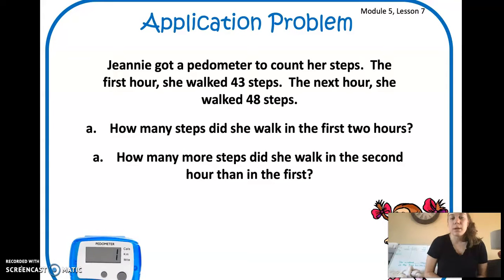So our application problem says, Jeannie got a pedometer to count her steps. The first hour she walked 43 steps. The next hour she walked 48 steps. Part A asks how many steps did she walk in the first 2 hours. Part B says how many more steps did she walk in the second hour than in the first hour. So this, by the way, is the pedometer over here. So let's zoom out.